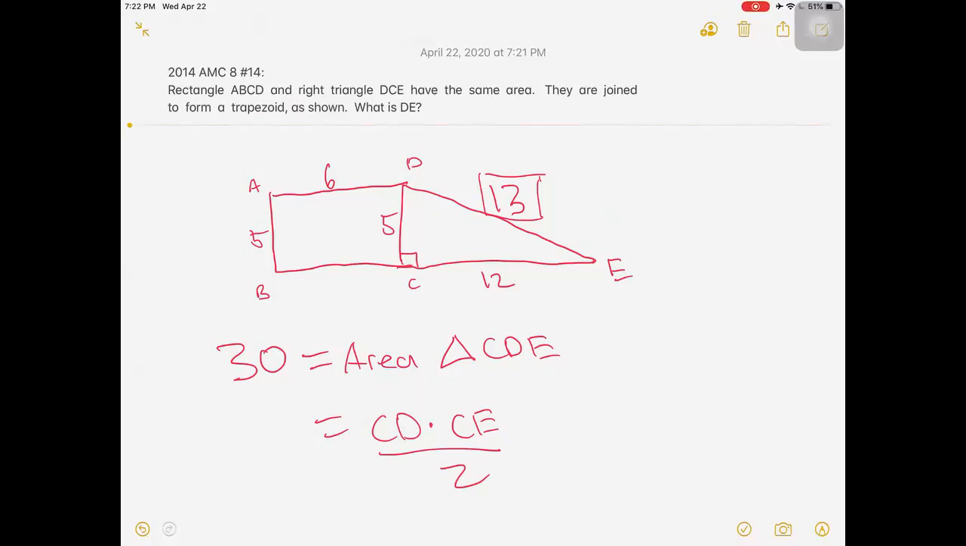I mean, it's on the AMC8, so number 14 shouldn't be that hard for you guys. Yeah, number 14 is not that bad.